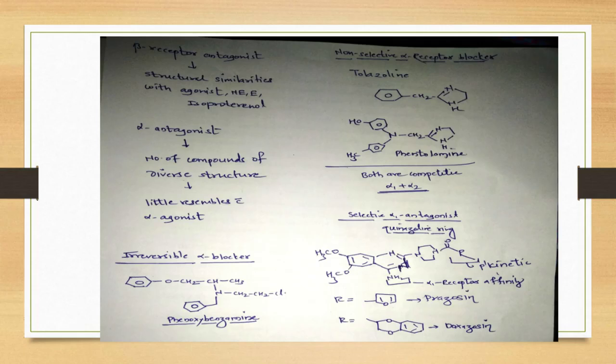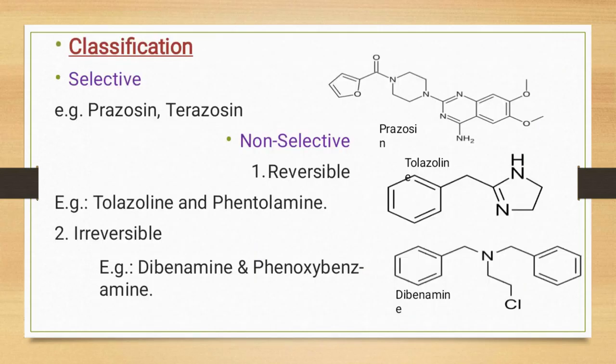Okay, so generally these alpha blockers are classified into two types. One is the selective alpha blockers, generally selective alpha 1 blockers. The second one is non-selective alpha blockers, and in that, again, irreversible alpha blockers and reversible alpha blockers. So alpha blockers can be classified in such a way.